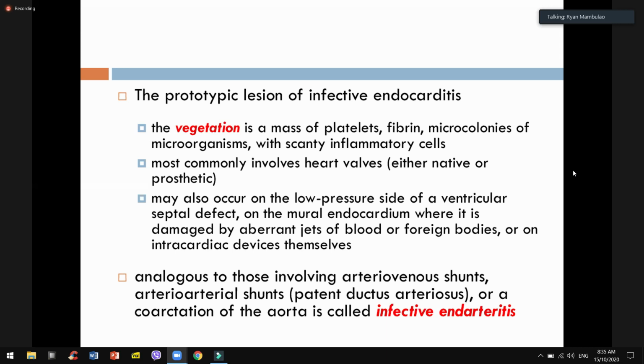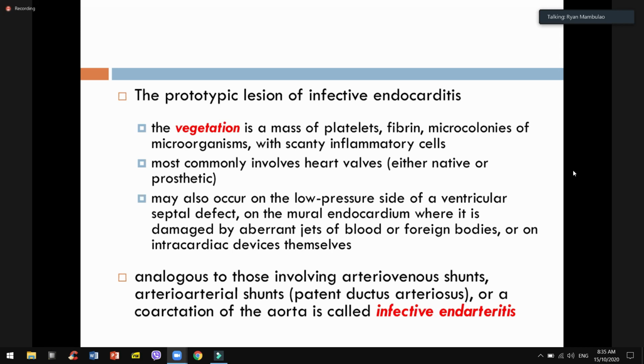For example, if there is a mass on the mitral valve, pag nandun siya sa left ventricular side, baka tumor yan. Pero pag nandun siya sa left atrial side, it's either a thrombus or vegetation. So kung ang mass niya ay galing sa may left atrial appendage, baka thrombus yun. Pero kung nandun lang siya mismo sa valve naka-attach, most likely vegetation yun.